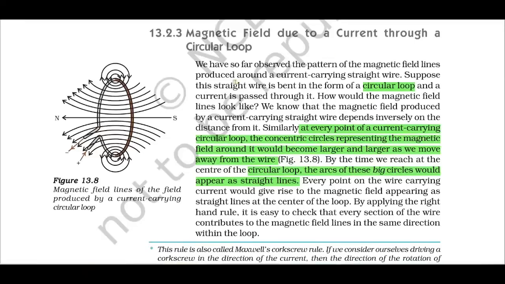Now the magnetic field due to a current through a circular loop. Suppose the straight wire is bent in the form of a circular loop and current is passed through it. What happens? The magnetic field produced at every point of the current carrying circular loop is in the form of concentric circles representing the magnetic field around it. It becomes larger and larger as we move away from the wire. By the time we reach the center of this circular loop, the magnetic field produced appears as straight lines.